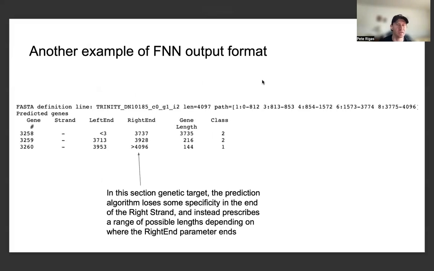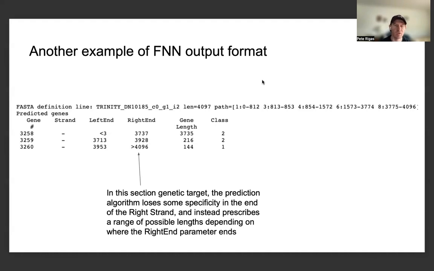And to provide another example of FNN output format, as with the first example that we gave, there's some FASTA file from the output that's parsed initially from the input FASTA file that were generated from some transcriptome assembly procedures. And in this case, we can see that there are different regimes and ranges of the parameters beyond which the algorithm is not able to perform as well or form as sharp of a classification as it can for other sequences.